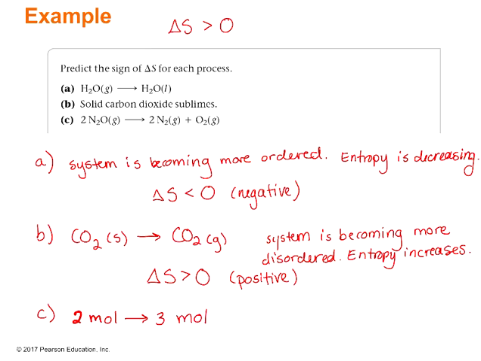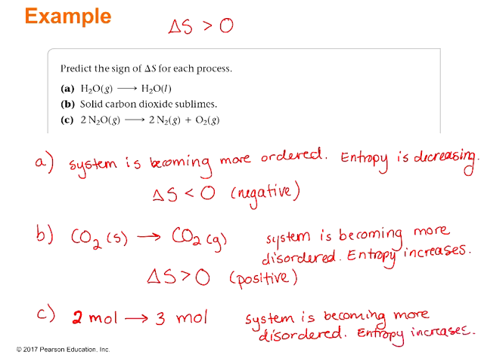Now, the more moles you have, the more disordered the system. So is this system becoming more disordered? Yes. So that means that entropy is increasing. And that means that delta S is positive. Okay.